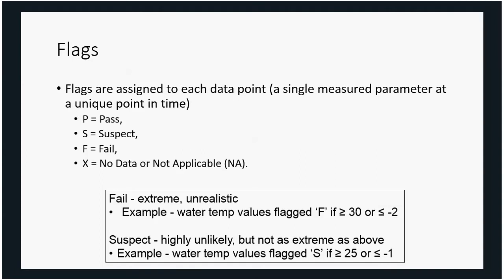Again, each of these four tests has a flag, and then overall, that record is flagged. If at least one of the four tests passed and none of them had a suspect or fail, that record gets a pass. If all the records were an X, overall it gets an X. If any one of the four tests fails, it gets a failure. If there are no failures and at least one suspect, then that record gets flagged as suspect based on all four tests.